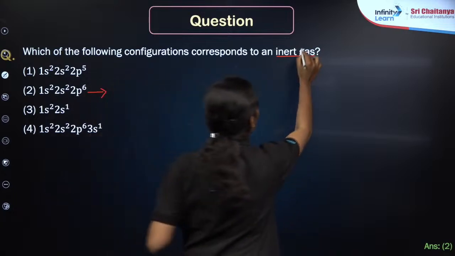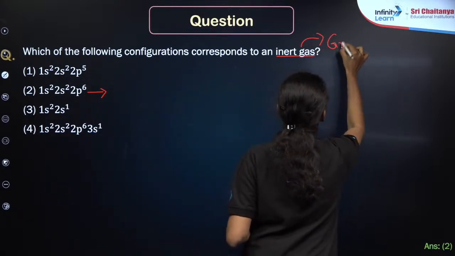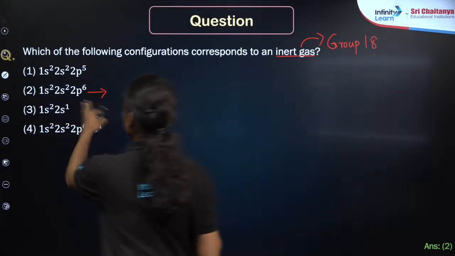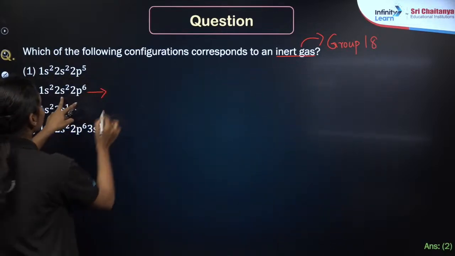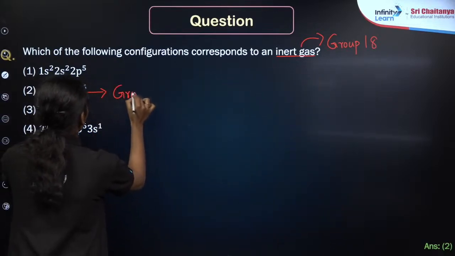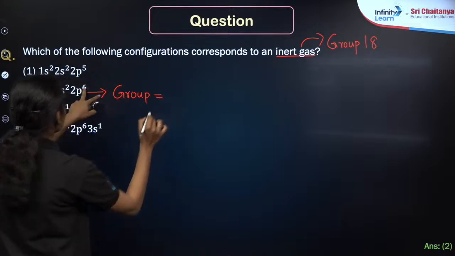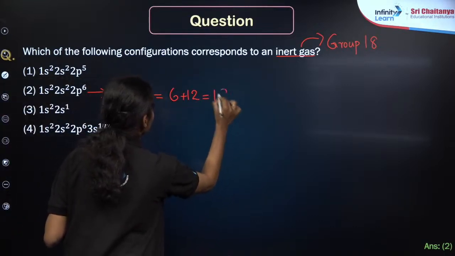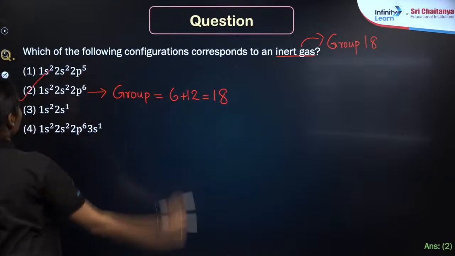Inert gas belongs to group 18, right? So we have to just find out the group number. While calculating here, you can see that this is the element having the group number of 18. 6 plus 12, right? That is 18. Which means option B will be the correct answer here. Clear?